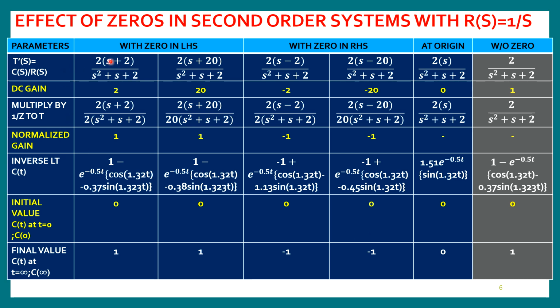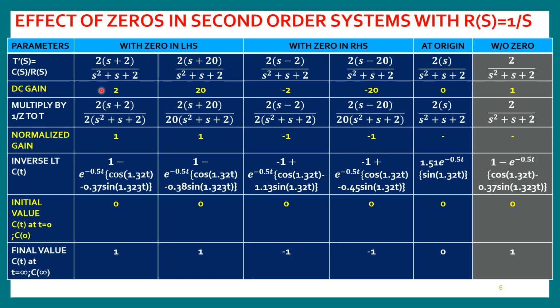So here, this is my first function. I have added zeros here: s is equal to minus 2. The next is minus 20, then plus 2, then plus 20. Now the zero is added at the origin. This is the case without considering any zeros.